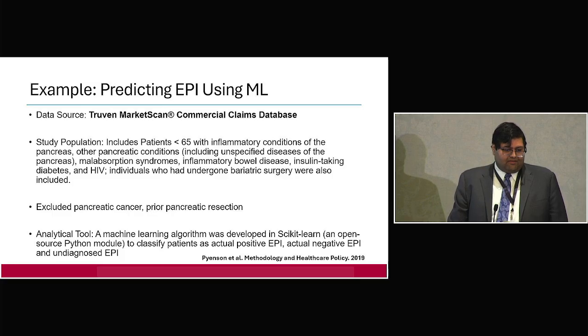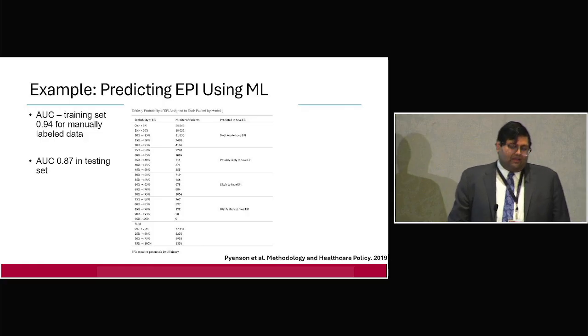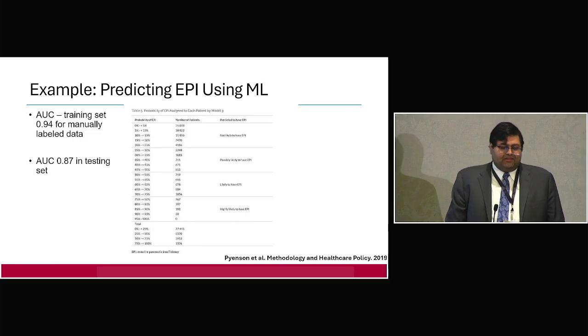They were using an open source Python machine learning model to classify patients as actual positive EPI, actual negative, because they'd been tested, or undiagnosed EPI. They used both a training and testing set where clinicians manually label these patients in these categories. And as you can see, the area under the curve was excellent for both the training and testing data sets.